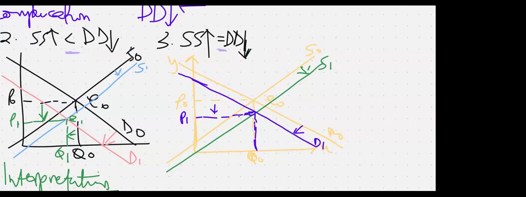In other words, it will fall or decrease from P0 to P1, maintaining or holding constant the equilibrium quantity, meaning the equilibrium quantity will not change, or remains steady, or remains the same. That will be your interpretation. Very briefly.